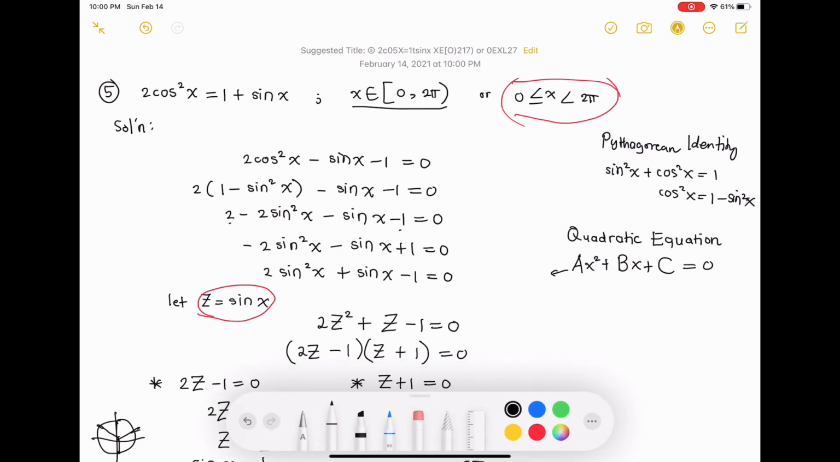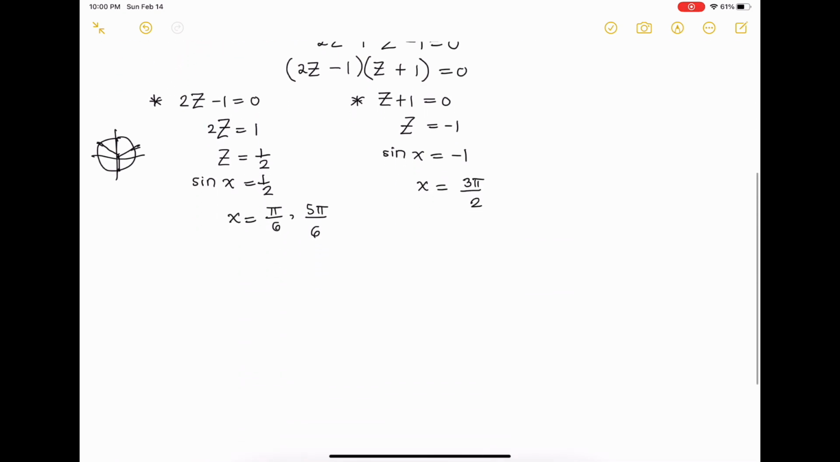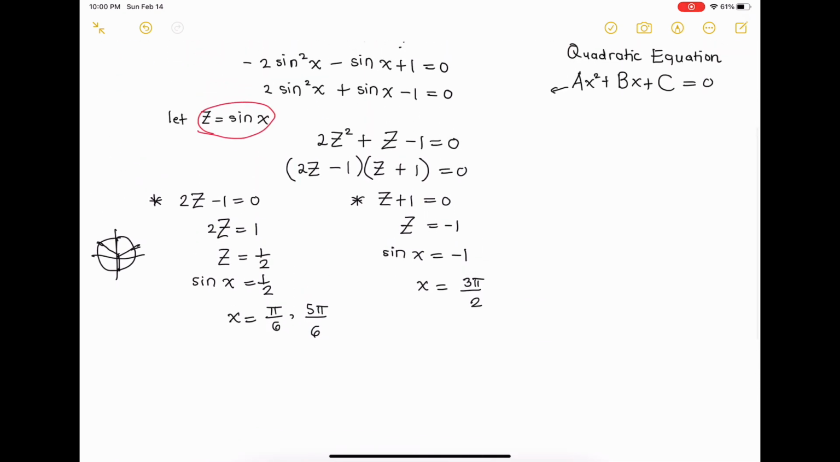So for our last example, the solutions in ascending order are x equals pi over 6. We also have 5 pi over 6 and 3 pi over 2. Final answer.